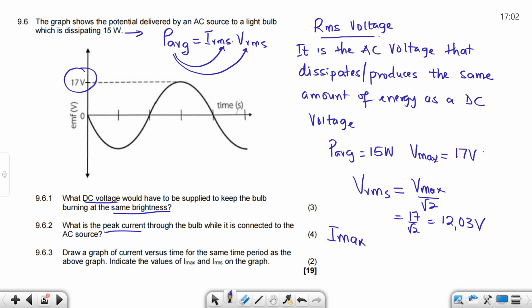All right, look at the last question. Draw a graph of current versus time for the time period as the... Look, we are drawing exactly the same thing. The only thing they want to mark is, do you know this? And do you know where your IRMS is?